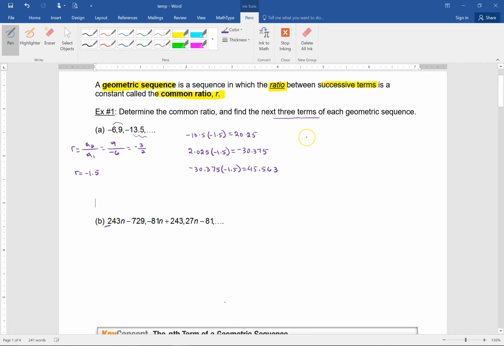So these are the next terms. Pay attention to that: the signs are going to alternate.